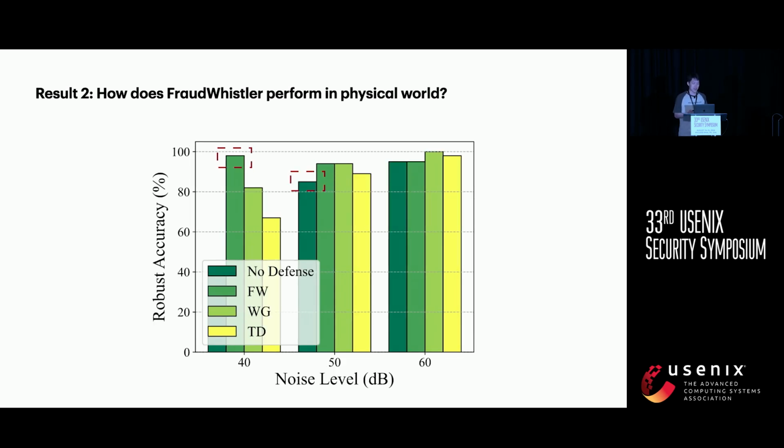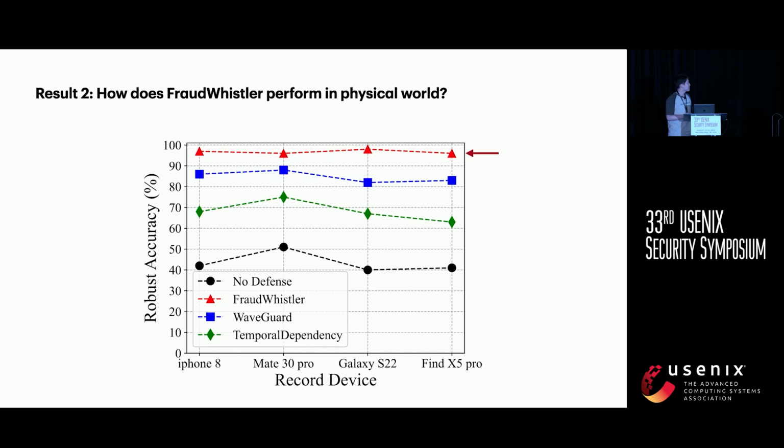Regarding background noise levels, FraudWhistler consistently outperforms other methods when the noise is relatively quiet. As the noise intensity increases, even SR systems without any defense can achieve a robust accuracy above 80%. So at this time, the defense doesn't matter. This figure shows that FraudWhistler consistently achieves the best performance across various types of recording devices.